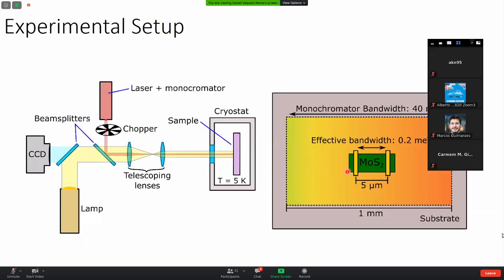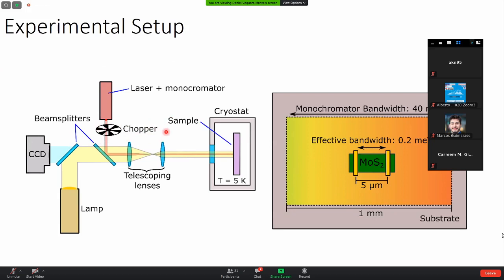So we have developed an experimental setup, where we have a schematic here, and here we have the light source, which is a supercontinuum laser plus a monochromator that allows us to select the excitation wavelength of the light.